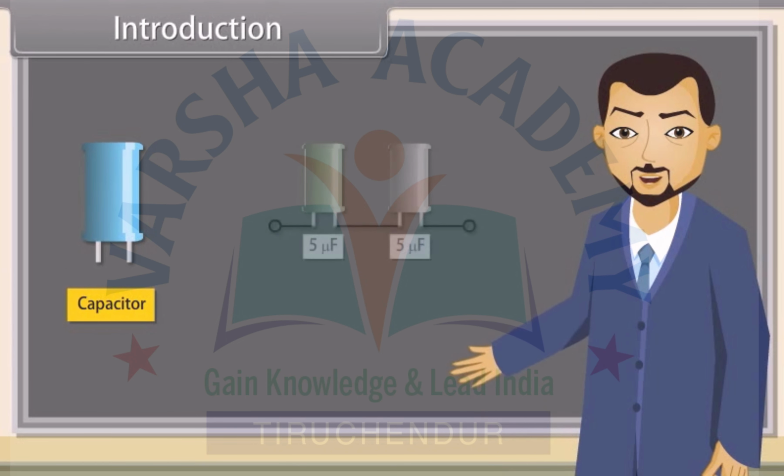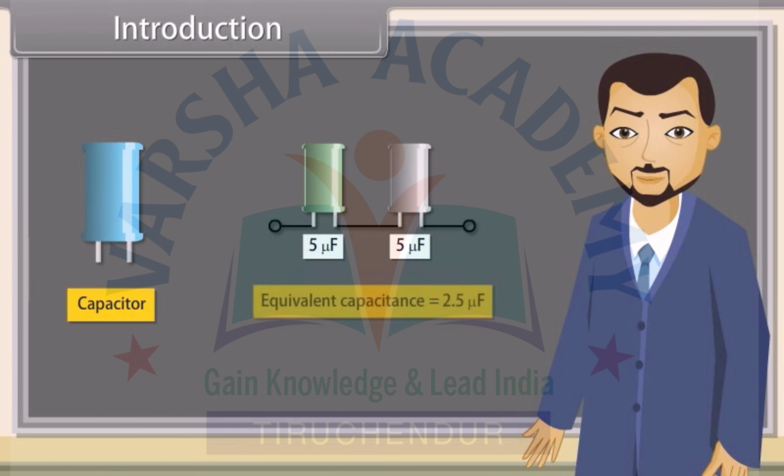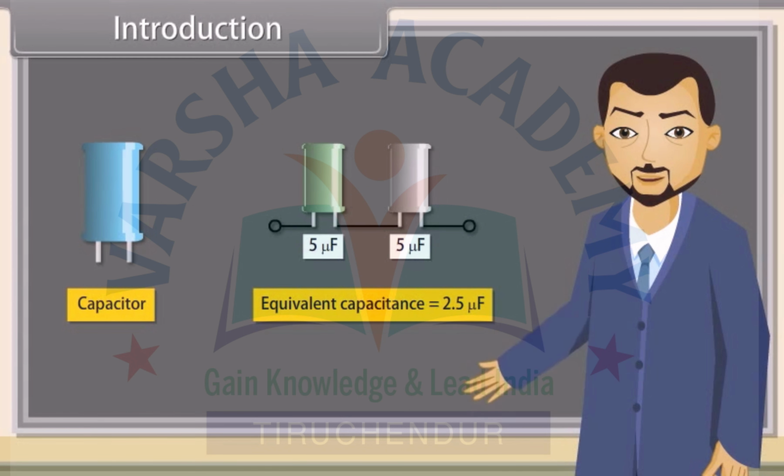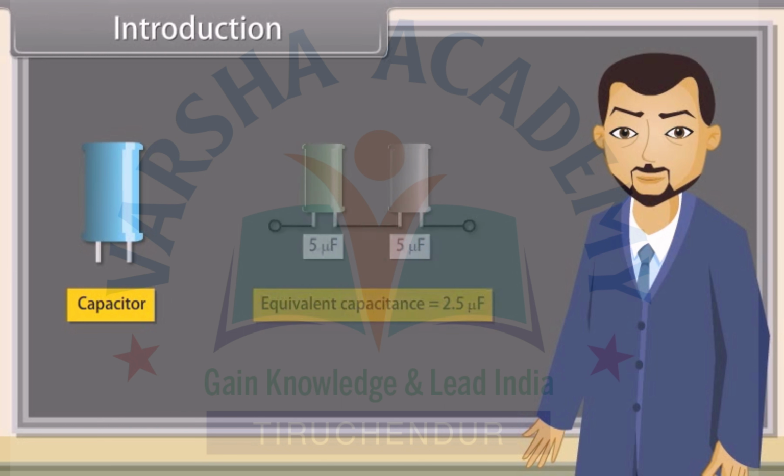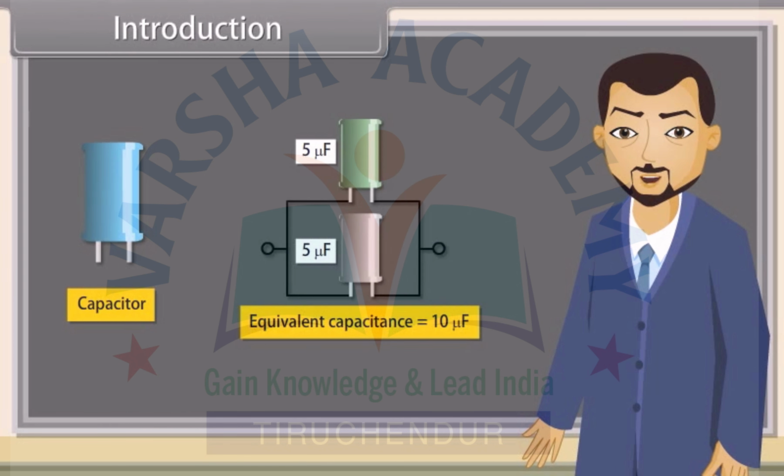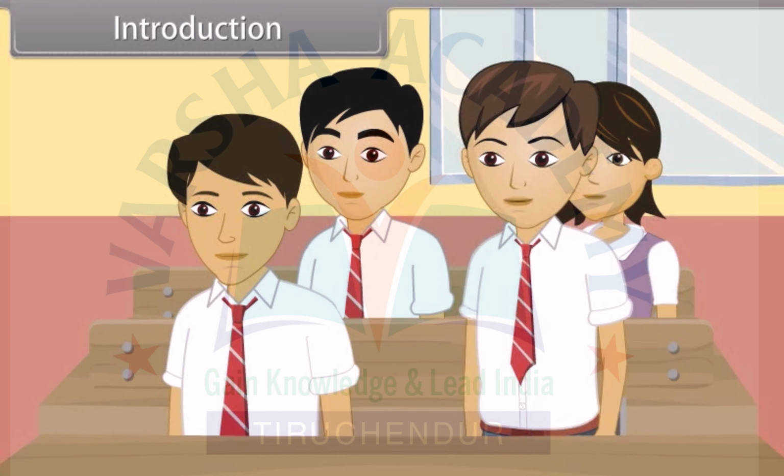Now, I am taking two capacitors of 5 microfarad and making combinations from these. The equivalent capacitance value in this case is 2.5 microfarad. The equivalent capacitance value in this case is 10 microfarad. Sir, how the value of equivalent capacitance change by making changes in their combination?